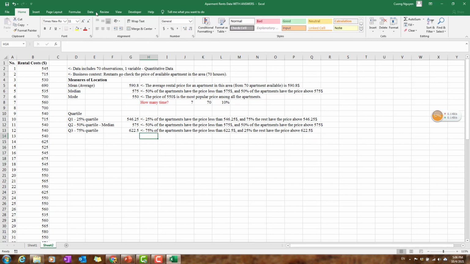Okay, and this would be the basic idea about the measures of location, including the mean, median, mode, and all the quartiles.